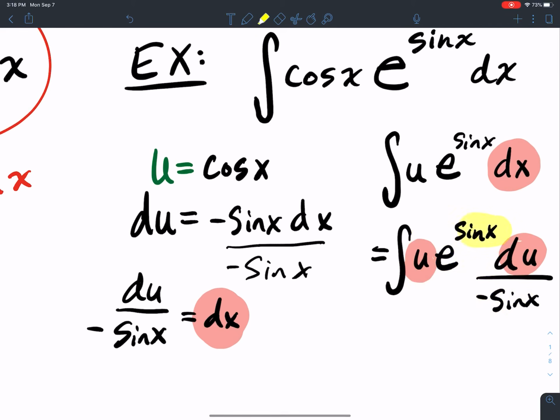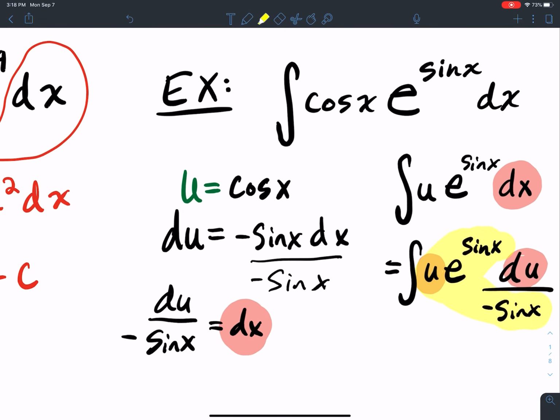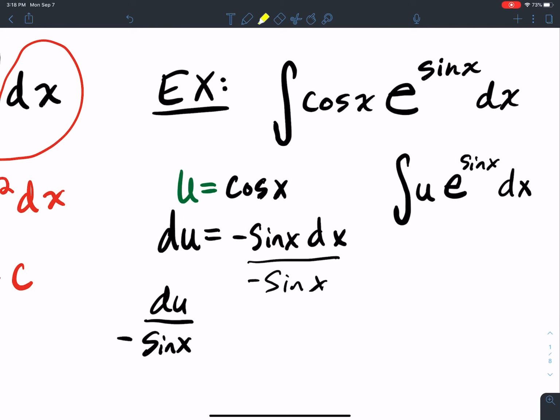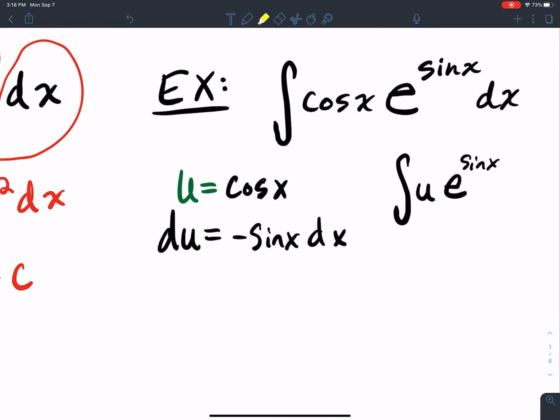So since I don't have it in terms of u completely for the integrand, then I know I picked a bad u. Okay, so that didn't work for us, so we got stuck. So now we need to go back to the drawing board. So cosine x didn't work. Let's try another u. Let's try u equal to sine x and see what happens.